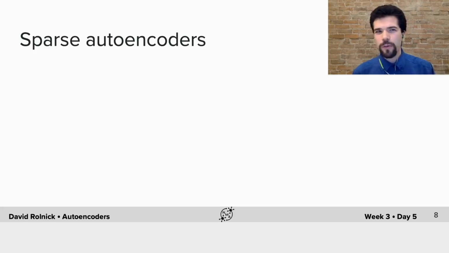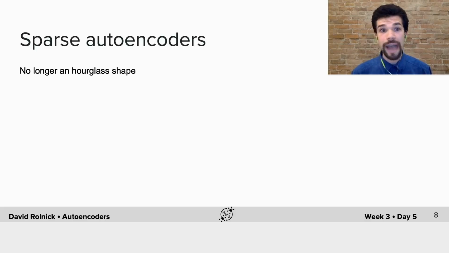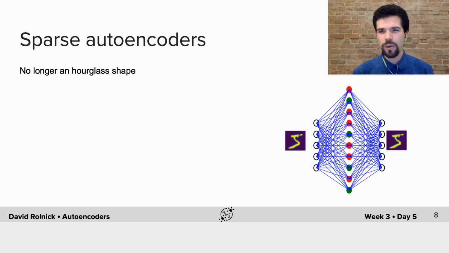Now I'd like to talk about a few variations on autoencoders, the basic model here. First, sparse autoencoders. The key point here is that it's no longer an hourglass shape. You have a neural network that looks a bit like this, where the bottleneck layer is actually not a bottleneck at all. It's wider than the input and output. Now, how does this work? Why is this an autoencoder?